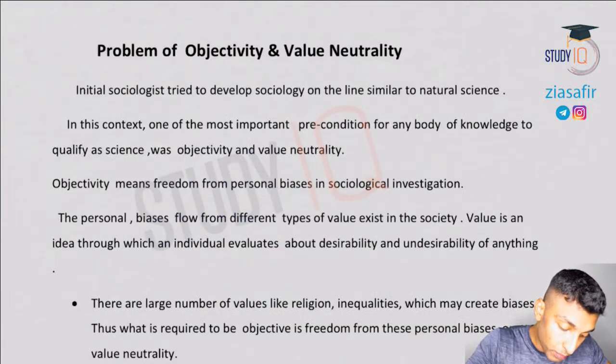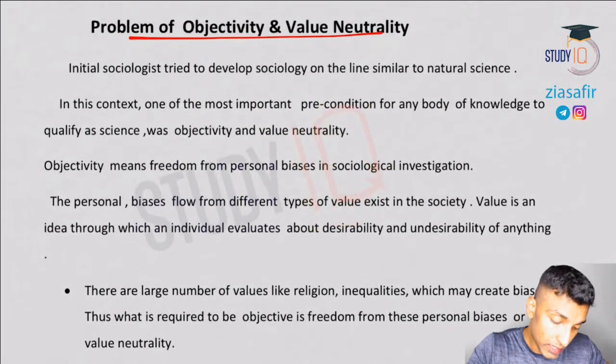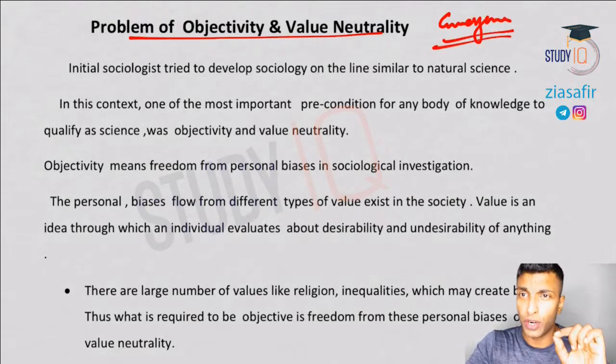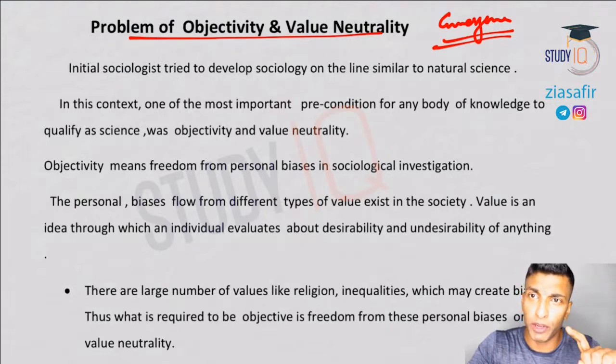Problem of objectivity and value neutrality. What you will write in the beginning is about emergence. I missed it out here, but for any question from the first 3 chapters you have to write about emergence. Sociology emerged in response to challenges posed by modernity in medieval Europe. That should be your first sentence in all answers of the first 3 chapters.